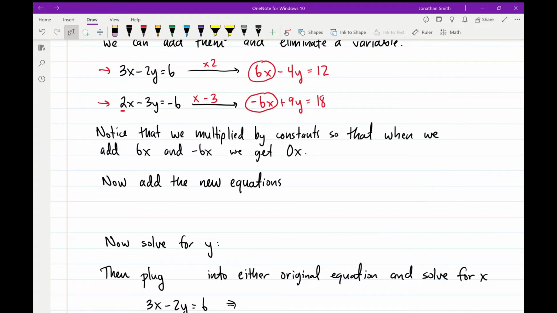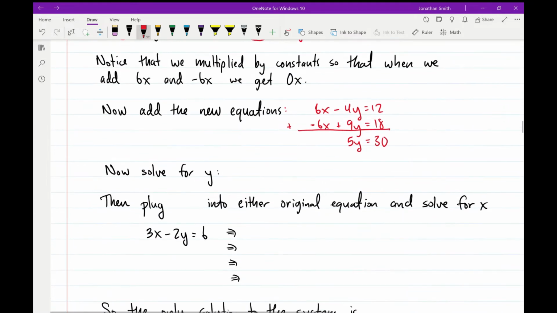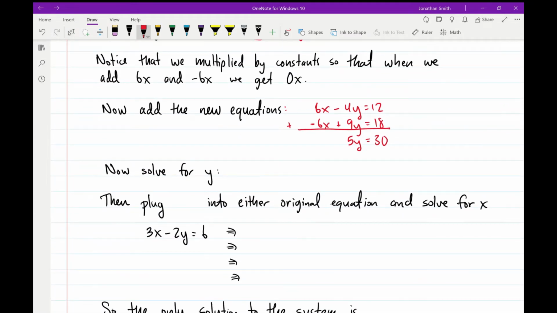And now let's take the equations and add them together and see what happens. We take 6x minus 4y is equal to 12, and we're going to add the equation minus 6x plus 9y is equal to 18. And the x's are going to cancel, the y's are going to become 5y, and then the 12 plus 18 is going to give us a 30. So now we have the equation 5y is equal to 30, so we have one equation with only one unknown, and now we can just solve for y. So 5y is equal to 30 is going to give us y is equal to 6. So we just divide by 5 from both sides.